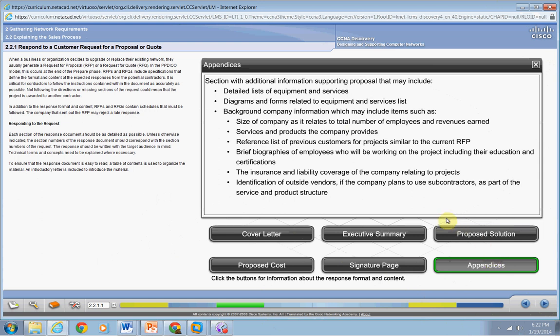And the appendix, sorry, I can't say that word, is additional information supporting the proposal, which is more detailed stuff. A list of your equipment and services, any diagrams or forms you have, more background information on the company, any references, insurance or liability coverage, so anything like that.